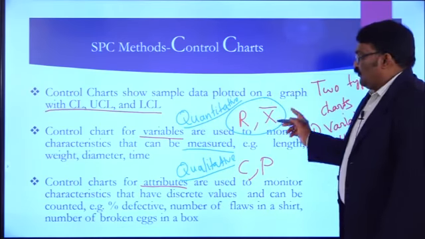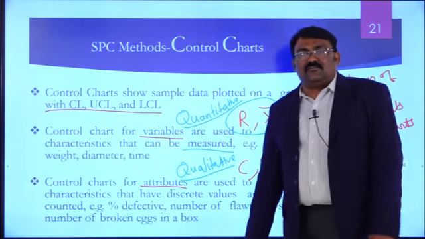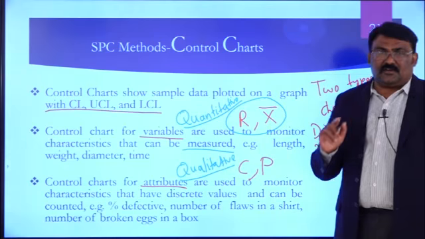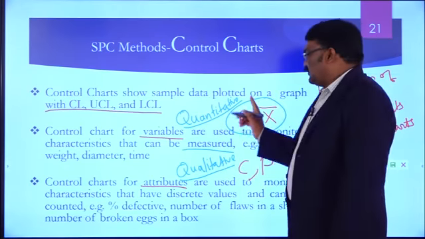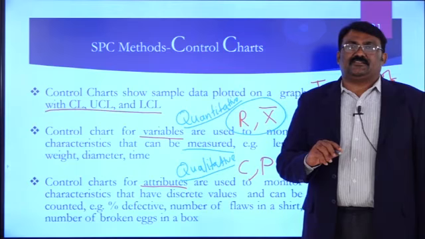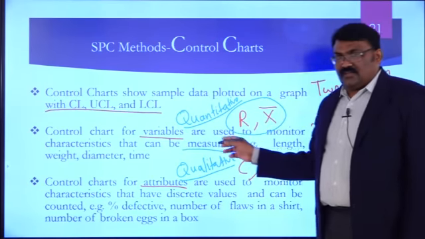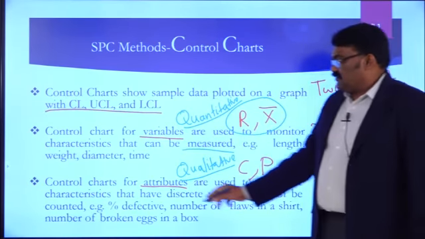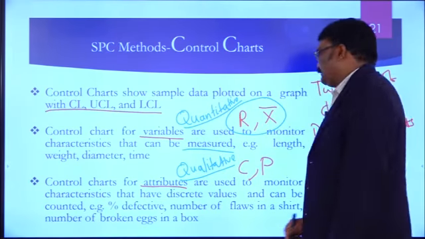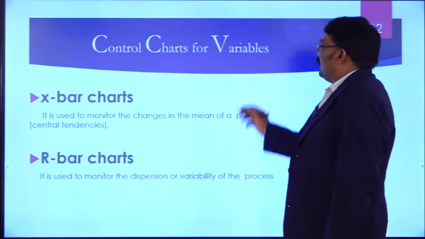As per our syllabus, we have four types of charts: R chart, X bar chart, C chart and P chart. R chart and X bar chart are control charts for variables, and C chart and P chart are control charts for attributes.